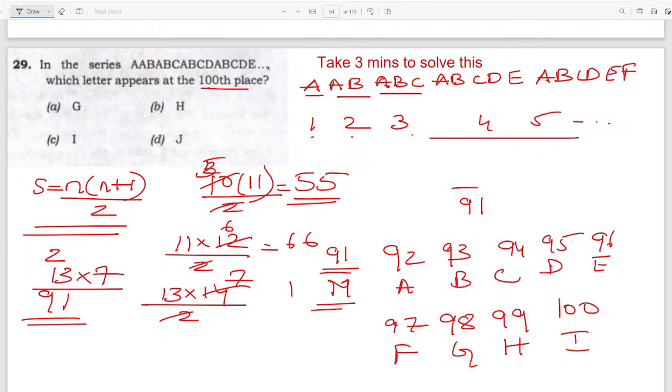People who have got option D, is it clear?